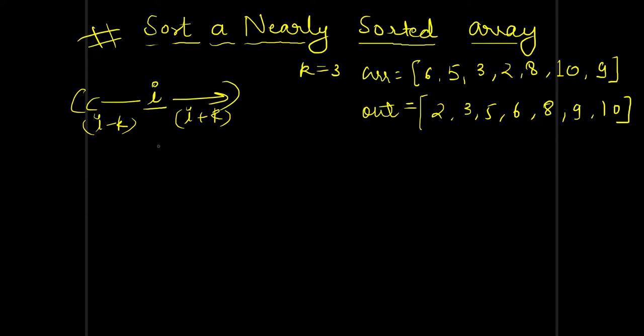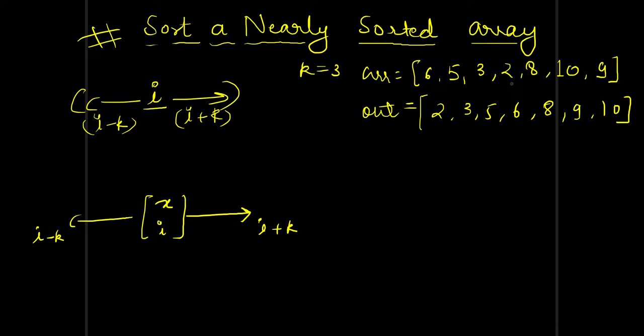Now what I mean by that is, let's suppose any element x is right now at the ith position. After sorting it could go up to a range of i minus k or i plus k.